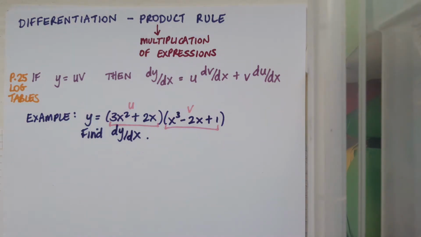The best thing to do is to actually write down u is equal to, so in this case u is equal to 3x squared plus 2x, and also make a clear note of what v is equal to. So in this case, v is equal to x cubed minus 2x plus 1. And now I want to differentiate each of these.